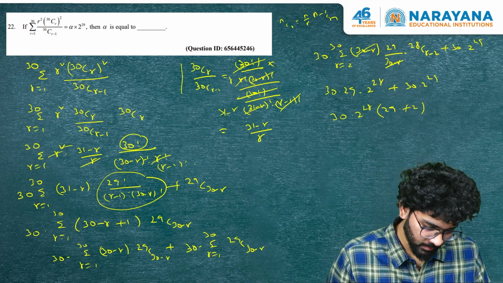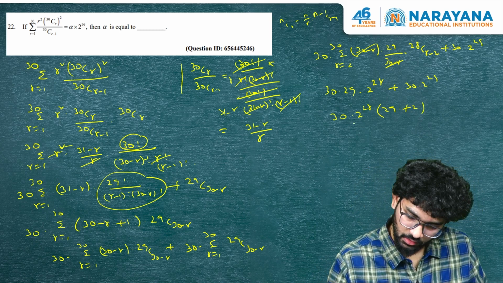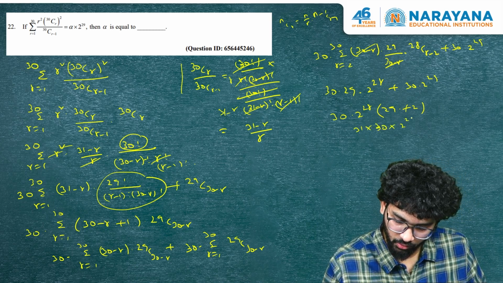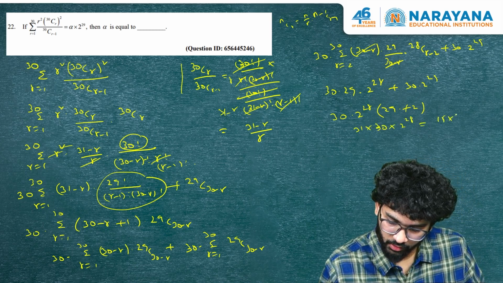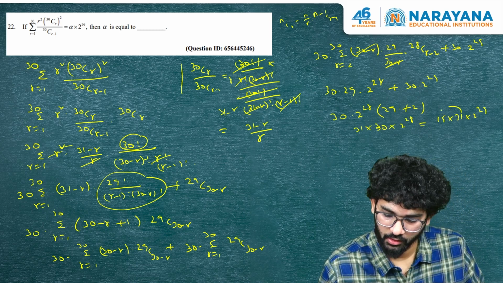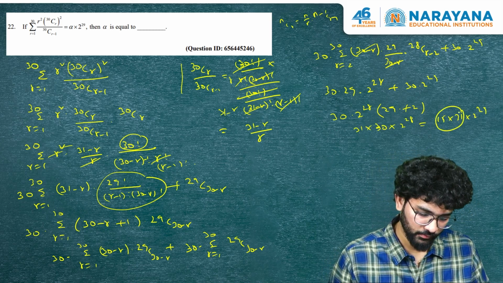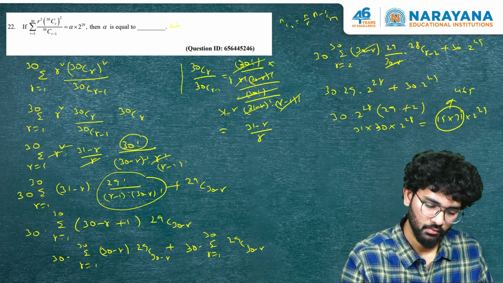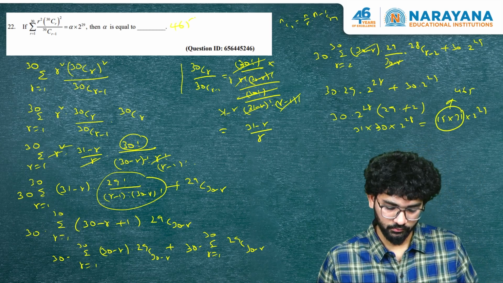Okay. So finally we are getting it as 31 into 30 into 2 power 28. This can be written as 15 into 31 into 2 power 29. So 15 into 31, which will be 465. 465 is the answer.